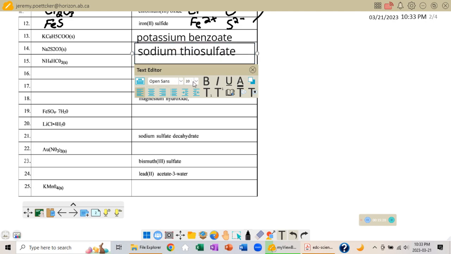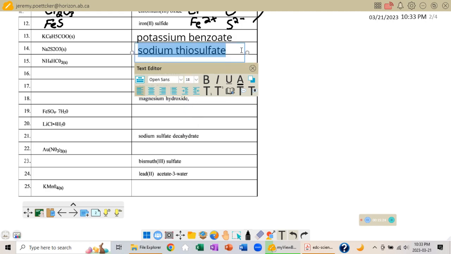If you recall, when we were talking about alternate and weird systems of naming things, that thio part actually tells you that it's like a regular sulfate, which would be SO4, but one of the oxygens has been replaced by a sulfur.